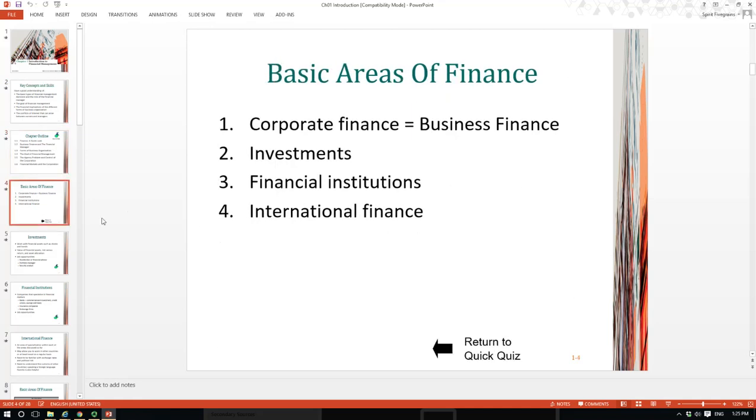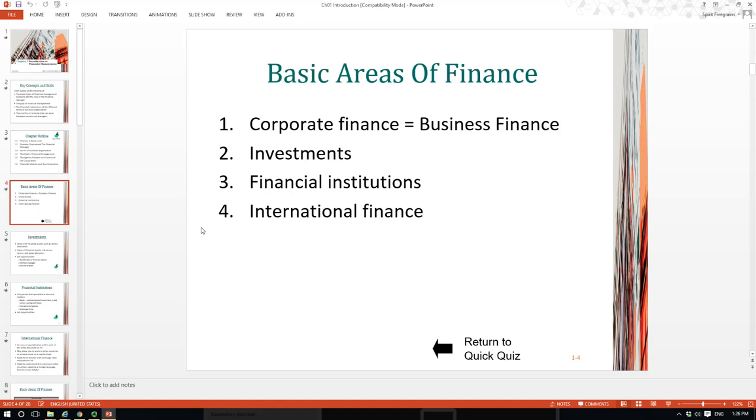Now, let's take a look at 4 basic areas of finance. In finance, we have 4 basic areas. The first one is corporate finance. Here, finance people in a corporation do a lot of financial analysis, and they make a lot of financial decisions. The goal of financial management within a corporation would be to maximize shareholders' wealth.